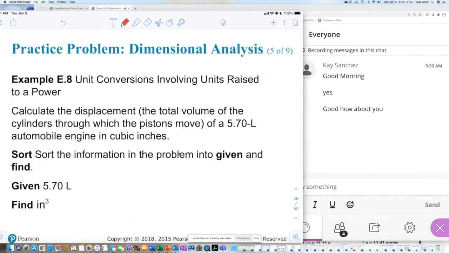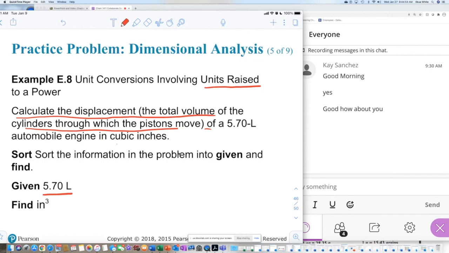We're doing a unit conversion involving units raised to a power. Okay. Here it says, calculate the displacement, the total volume of the cylinders through which the pistons move of a 5.70 liter automobile engine in cubic inches. Okay, so what I'm going to do here is, I know what they were trying to do. They were trying to get us to use cubic inches conversion, but since the conversion chart, I've taught this class before, has a liter to cubic inches conversion.